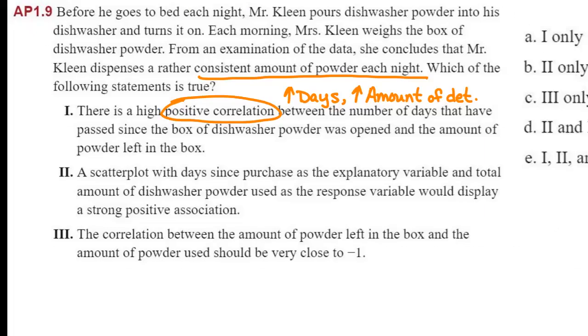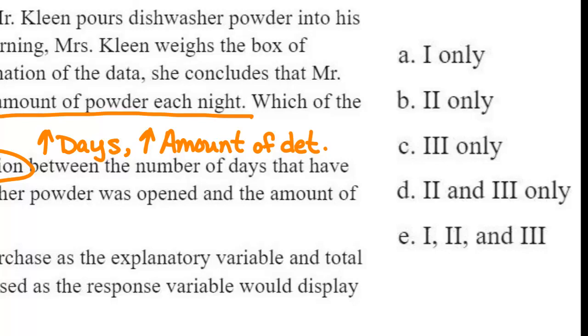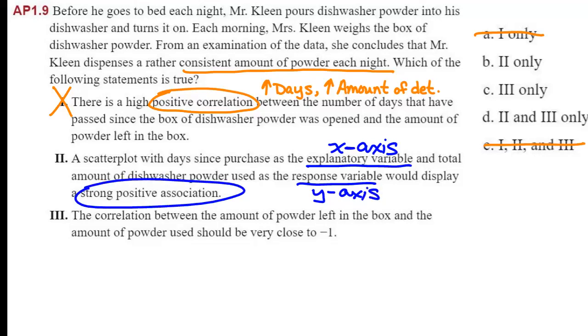Well, when he's using it up, the amount of detergent is going to go down day after day. So this one is not correct. So anything over here that says statement 1, I need to throw out. So it can't be A and it can't be E. A scatter plot with days since purchase as the explanatory variable. Explanatory variables go on the x-axis. And total amount of dishwasher powder used as the response variable, so that's my y-axis, would display a strong positive association.